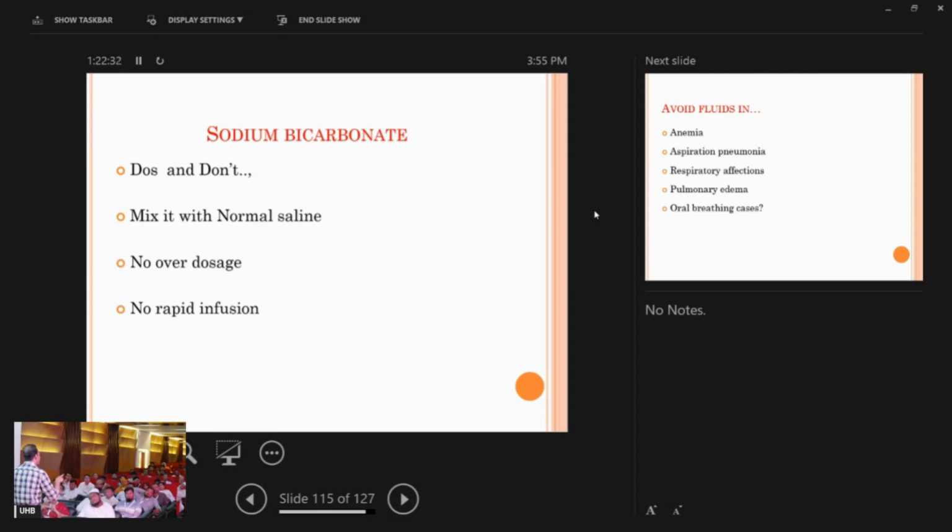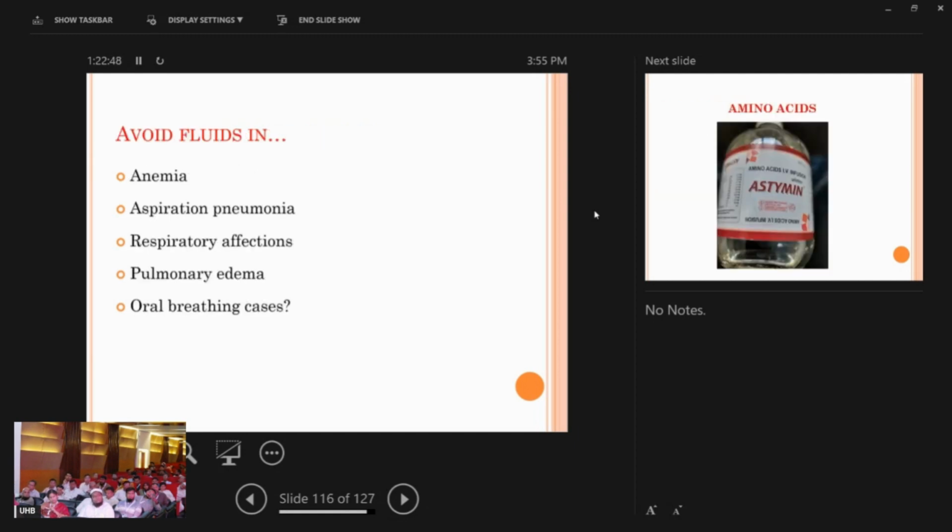So for follow-up, you have to treat it with ringer lactate, fluid therapy, and the gut transplantation. Collect the rumen liquor from the healthy animal and administer it to the affected animal, so that the animal slowly becomes normal. So overdosage should be avoided. No rapid infusion. Avoid fluid therapy in case of anemia, aspiration pneumonia, respiratory affections, pulmonary edema. Any cases of oral breathing, don't go for any fluid therapy.